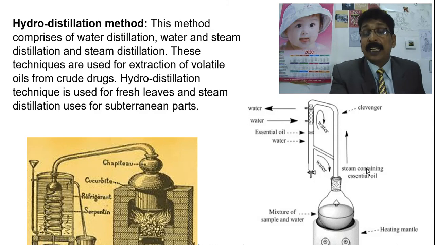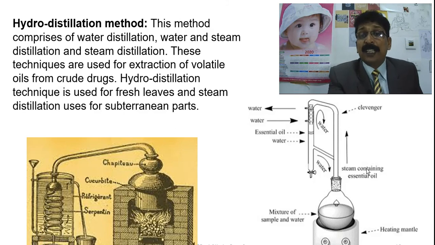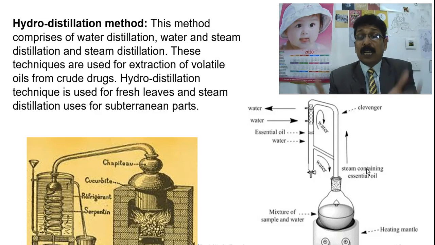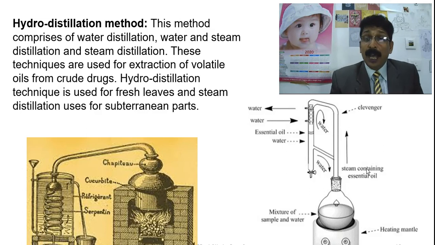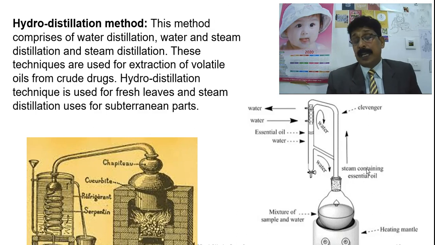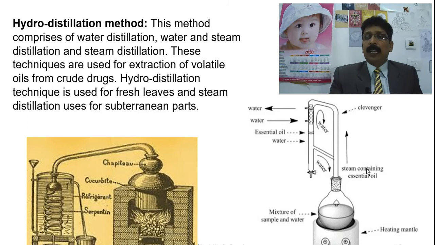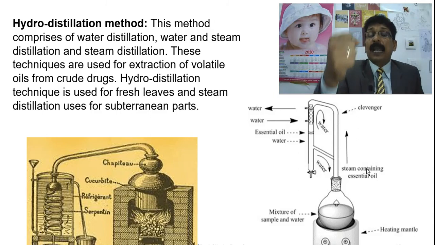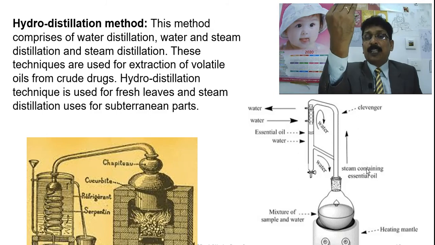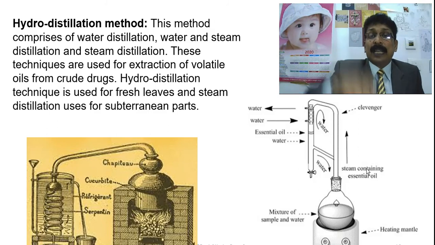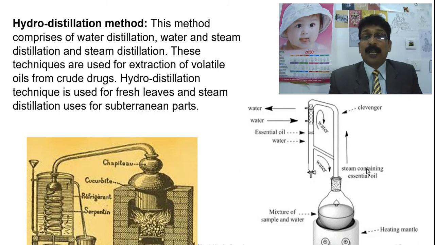Here is another picture of what we can do in the laboratory, below my picture. You can see a round bottom flask and heating mantle where you keep some water, and there you keep the mixture of sample and water. The sample means you put some leaf or flower from which you want to remove the volatile oil inside the round bottom flask, and there is an apparatus fixed there, a volatile oil extractor. The steam will pass through the top side tube, and the essential oil and the steam will go to the condenser, where you circulate cold water.